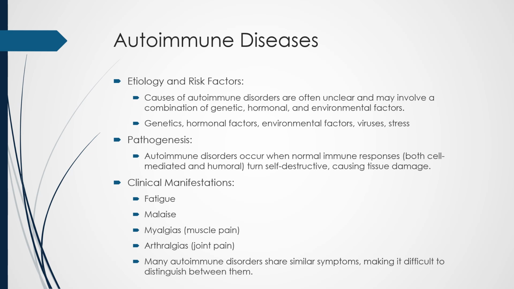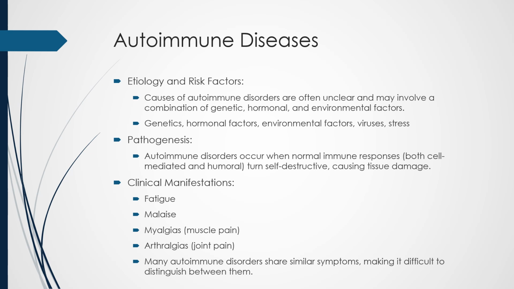The pathogenesis of autoimmune disorders includes immunoregulatory disruption, where autoimmune disorders occur when normal immune responses, both cell-mediated and humoral, turn self-destructive, causing tissue damage. Or immune system involvement, where the innate immune system plays a crucial role in T cell activation. More than one part of the immune system may be involved in developing autoimmune diseases.